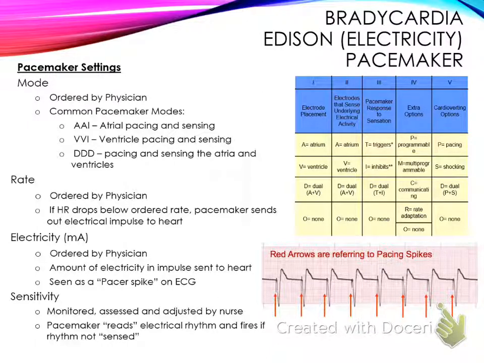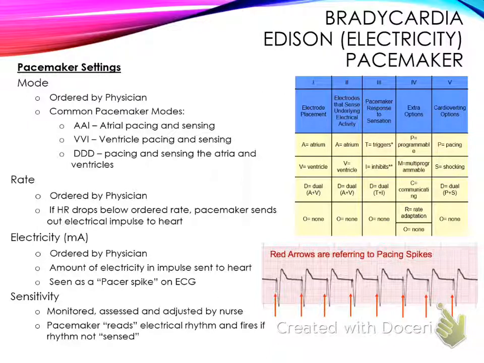So AAI means that it's in the atrium. V means it's in the ventricle. D means it's in both. So you have wires in the atrium and the ventricle. Don't worry about I's and O's and all that stuff. I just like you to know where the pacemaker is. If it says AAI or VV something, that means the electrode's only in one chamber. If it says D, it's dual, meaning there's an electrode in the ventricle and the atrium.